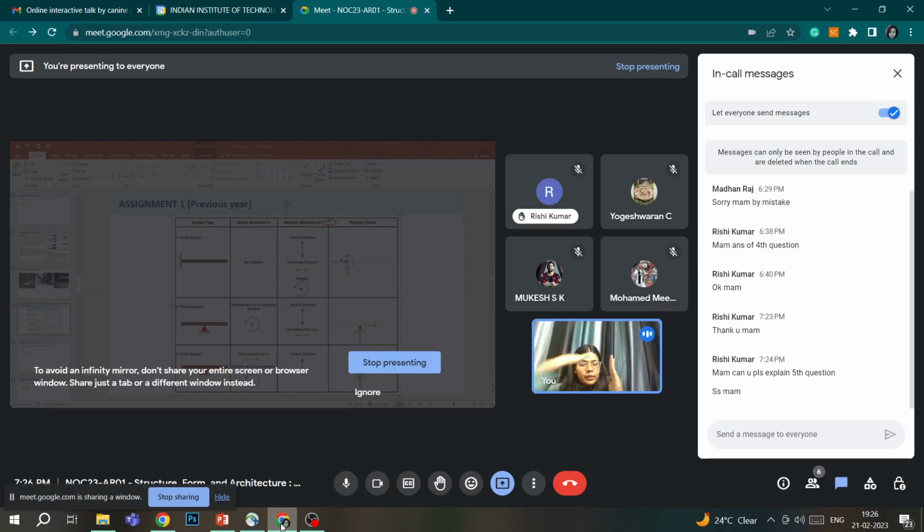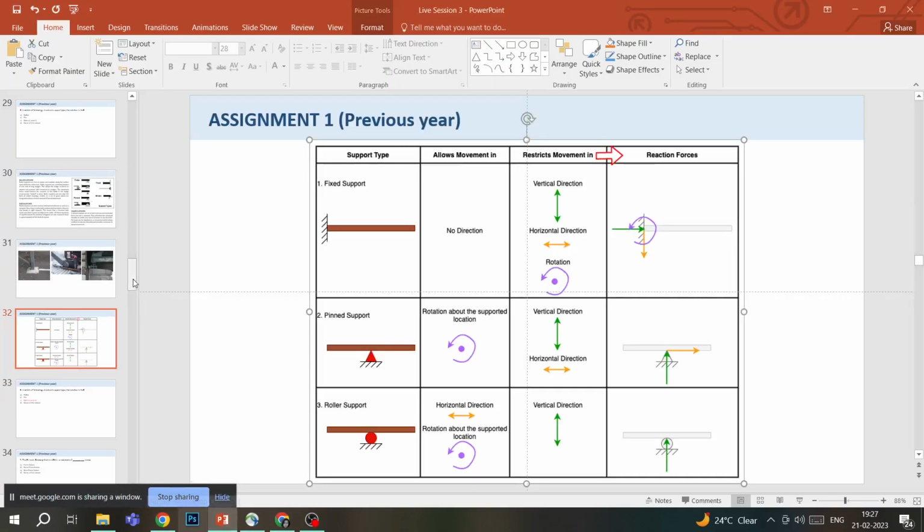Similarly, in a rolled structure, it cannot go vertically. However, it can go horizontally because it is attached with a roll kind of thing, a bearing kind of thing, which can provide it movement. So it can move horizontally, but it cannot move vertically, and it can also rotate. So that's a rolled structure. And in a fixed structure, it cannot move vertically, it cannot move horizontally, and it cannot rotate. It's fixed. So going back to the question.